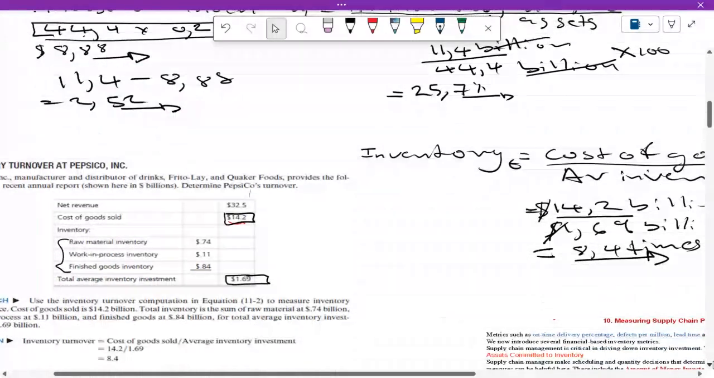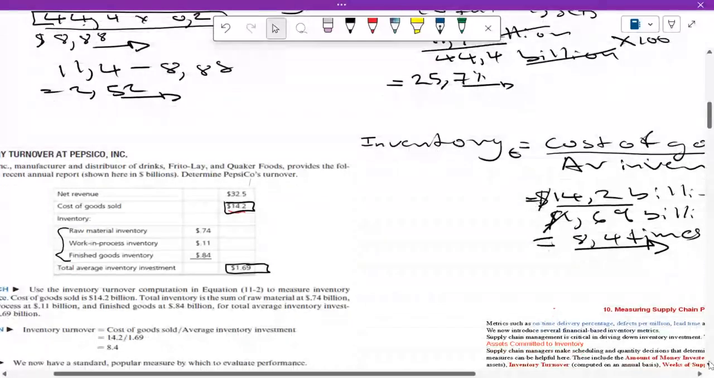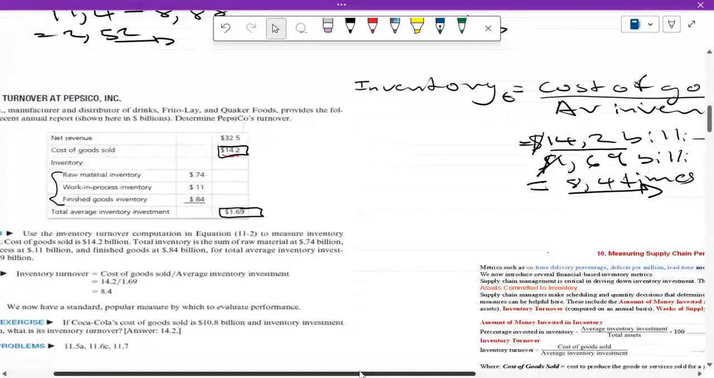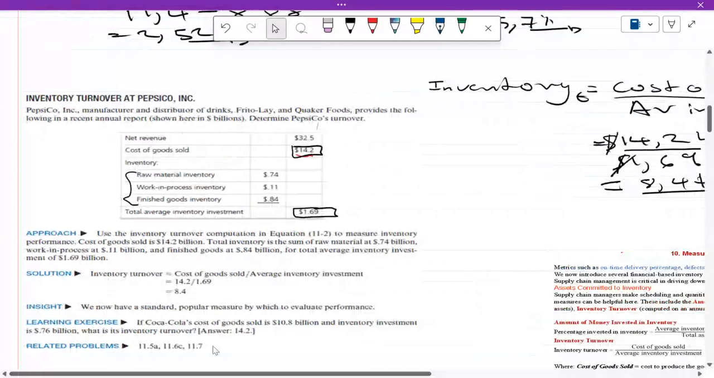Okay, so what is another question? Use inventory computation. Measure cost. 14.2 total. There's our answer. And then another exercise here, they say if Coca-Cola cost of goods sold is 10.8 billion and inventory investment is 0.76, what is the inventory turnover?